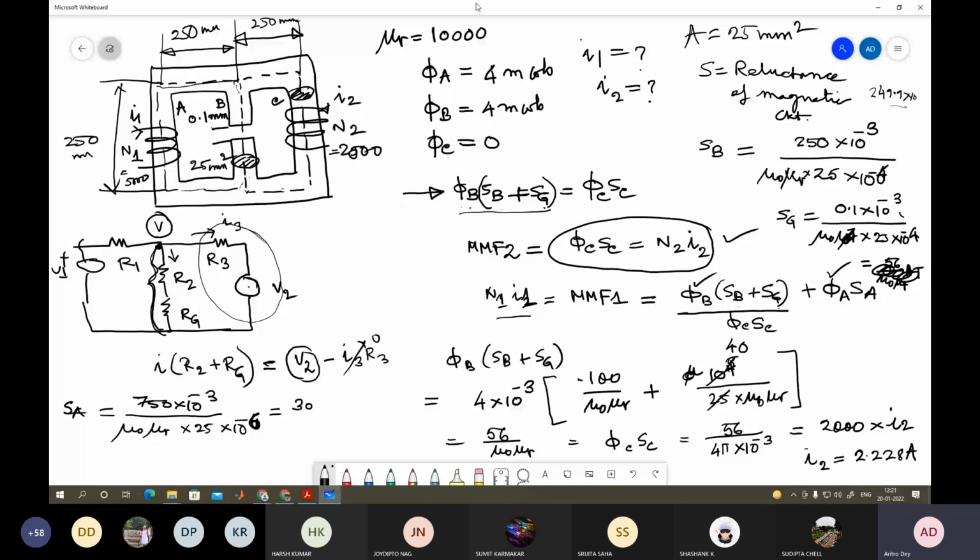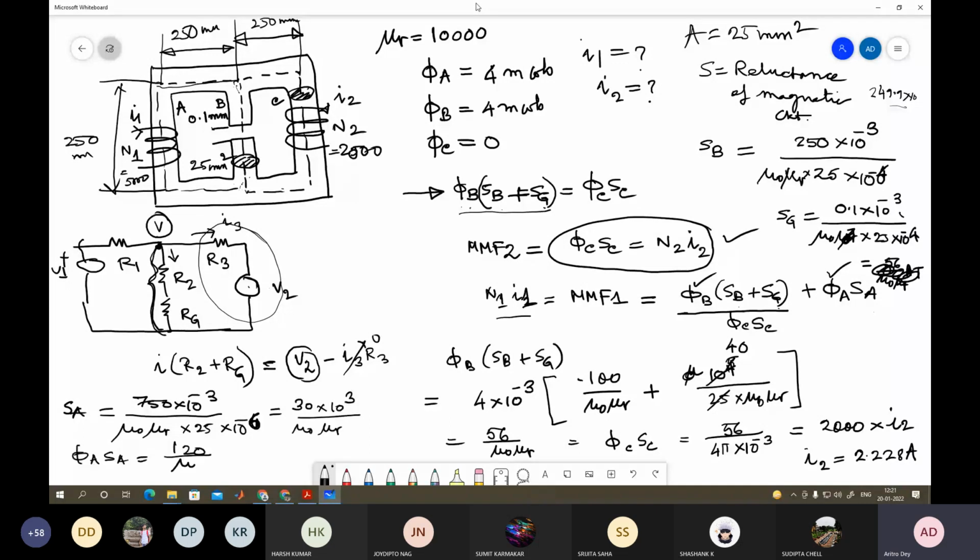So it is now 10 to the power minus 3. So it is 30 into 10 to the power 3 divided by mu 0 mu r. Now when you multiply it by 4 milliweber, it will come as 80, I mean, your phi A SA will be equal to 120 into mu 0 mu r.